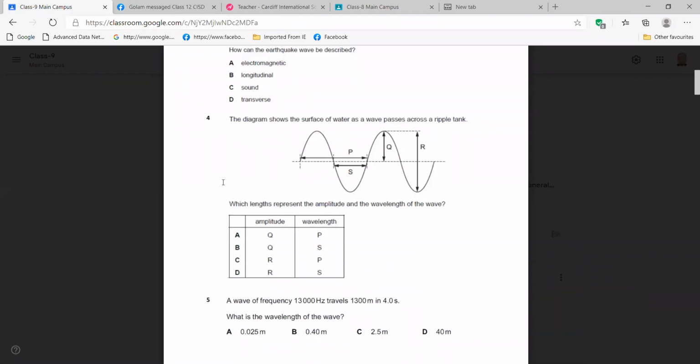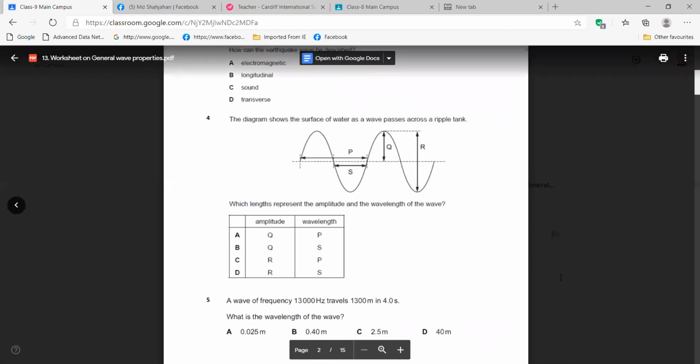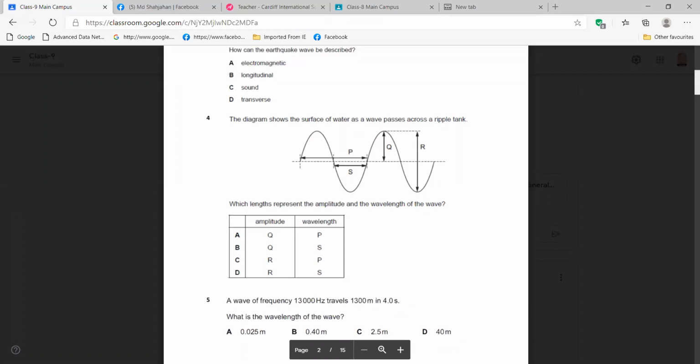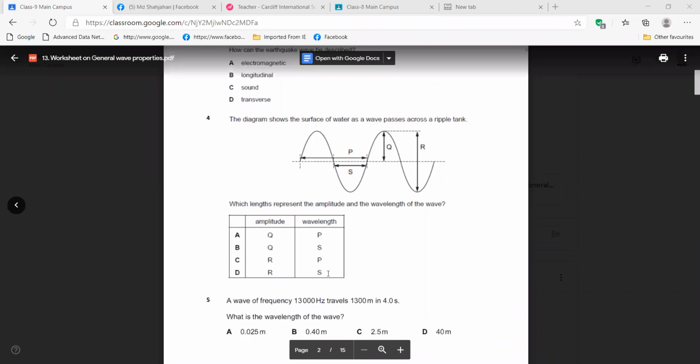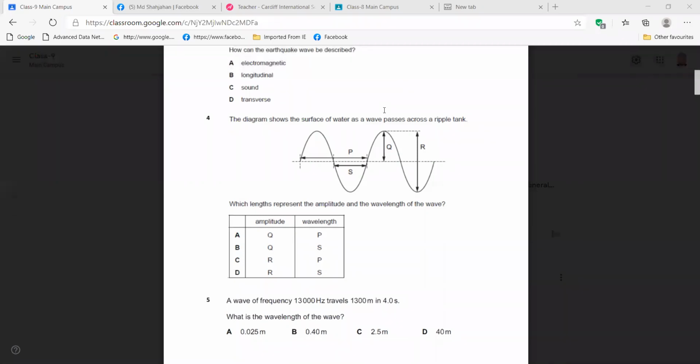Kazi Zawad, tell me the answer. Kazi Zawad, you got the answer? Have you got the answer, sir? Can you hear? Now I can hear you. Please tell me the answer. Sir, the amplitude is Q and the wavelength is P. Very good. Excellent.